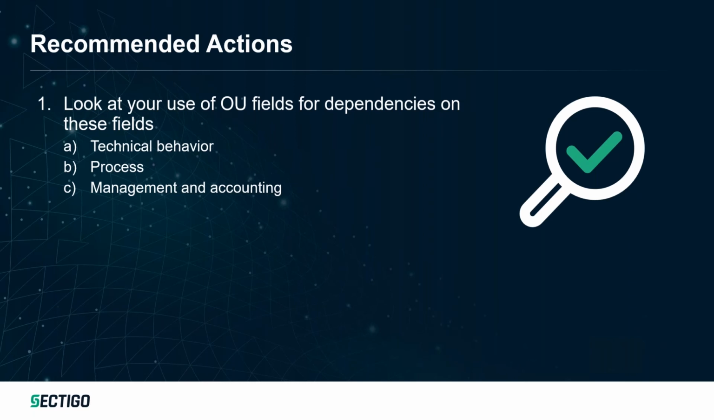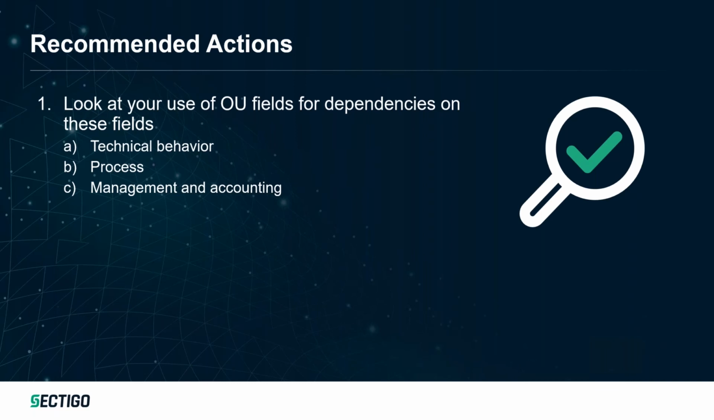Process behavior: we look at the OU field in order to determine which budget to put this cert against. There are other ways to do that. Use one of those other ways. You have to stop using this. Or management, and I guess that would be management and accounting, but process behavior would be something similar. We look at the OU field to determine where to provision this certificate. Well, you've got to find another way to do that. So those are going to be the three areas: technical, process, management and accounting, where this might trip you up. And our recommendation is go satisfy yourself that the OU field is not being used for any of these purposes.